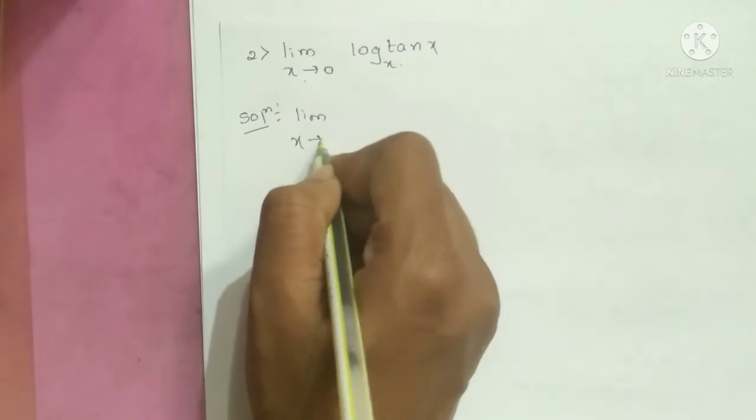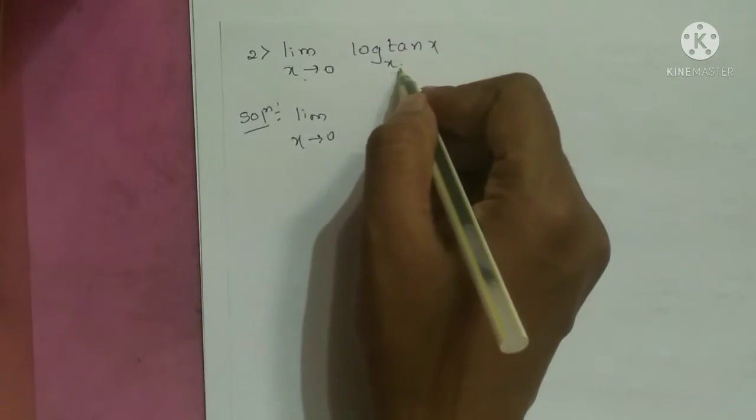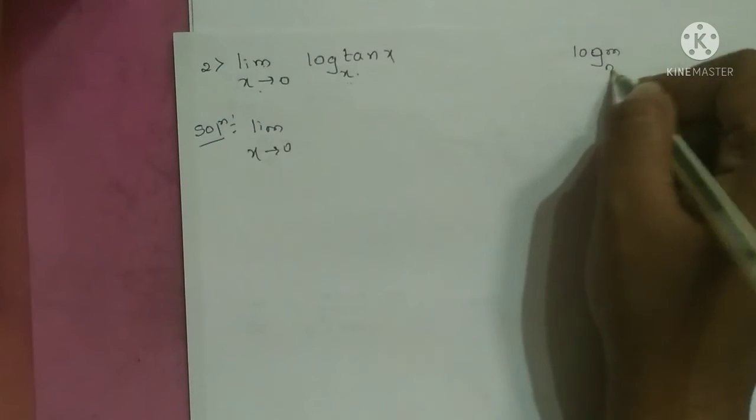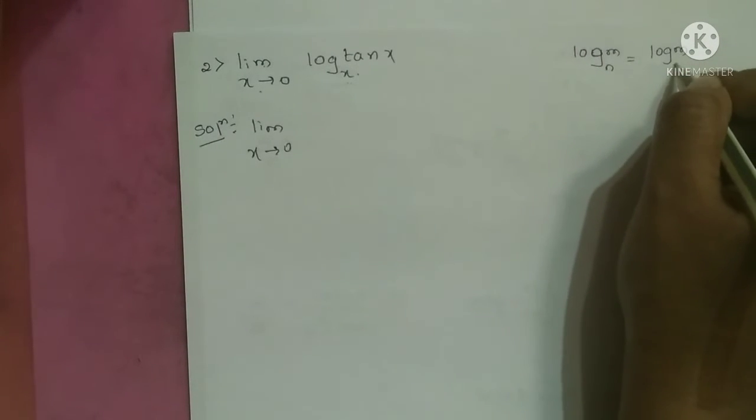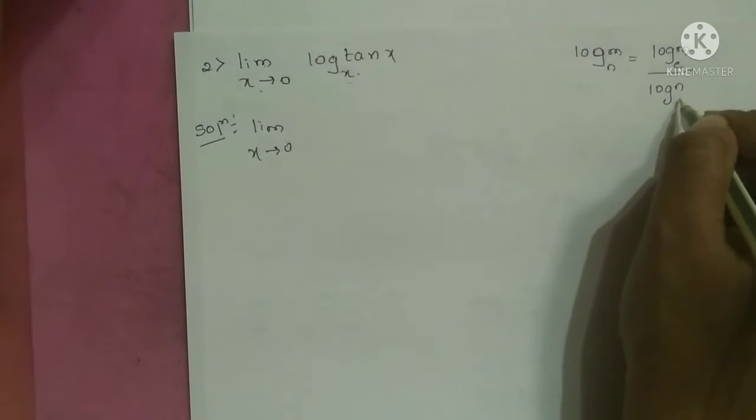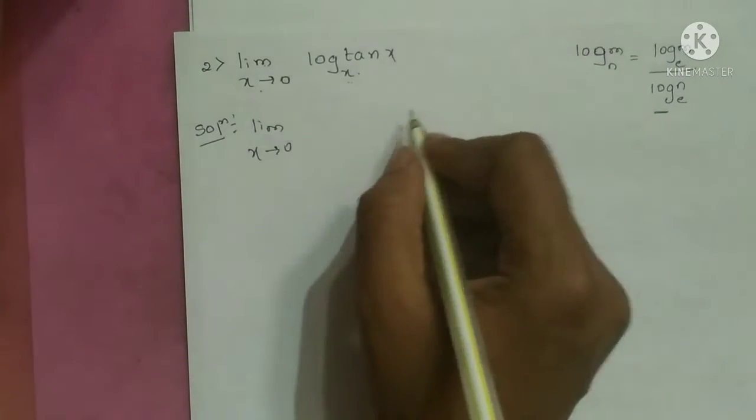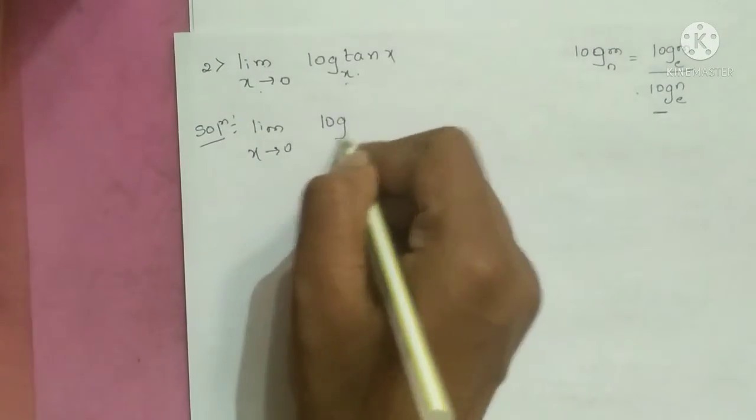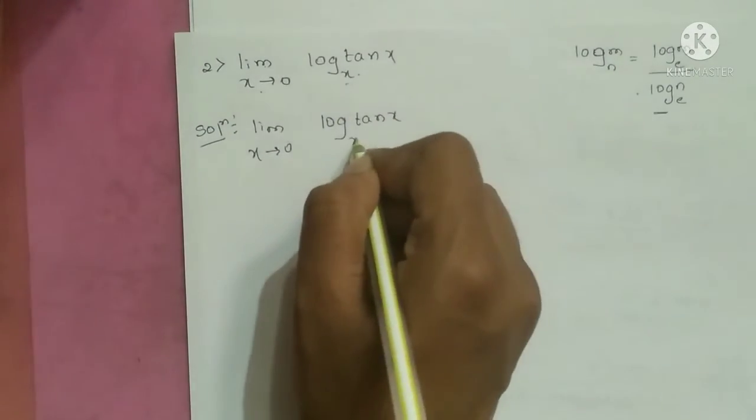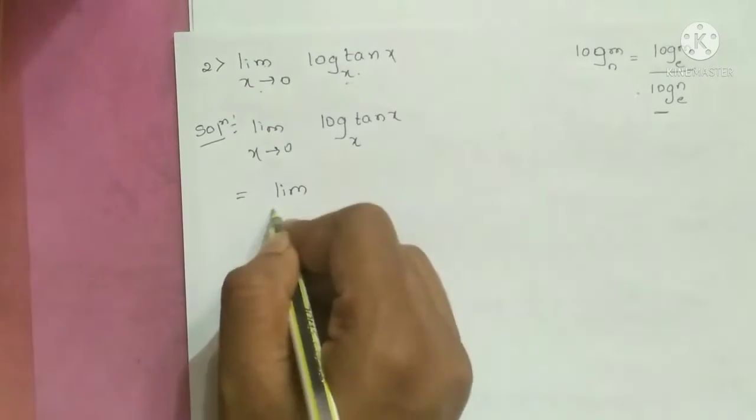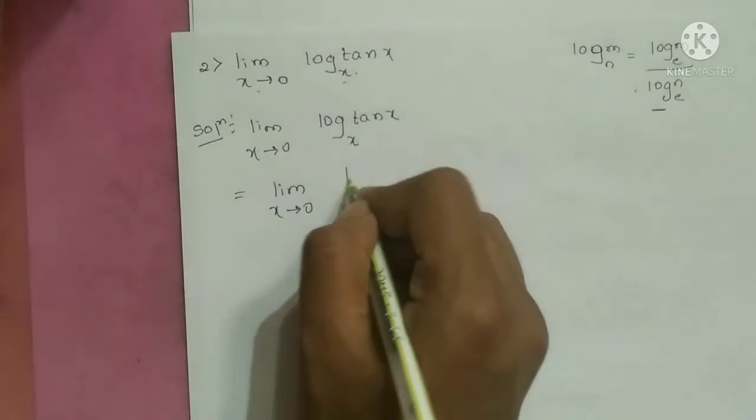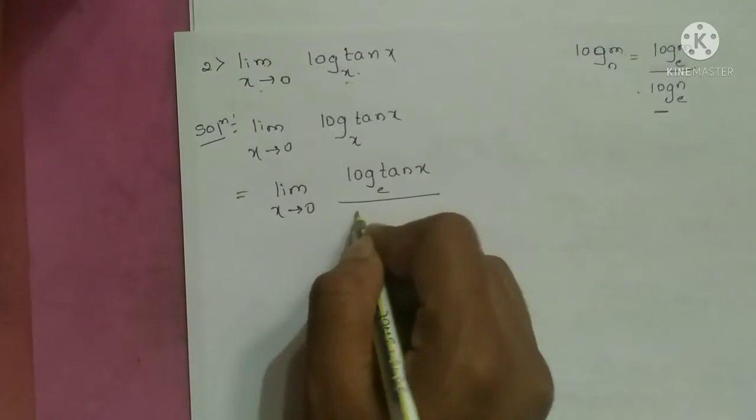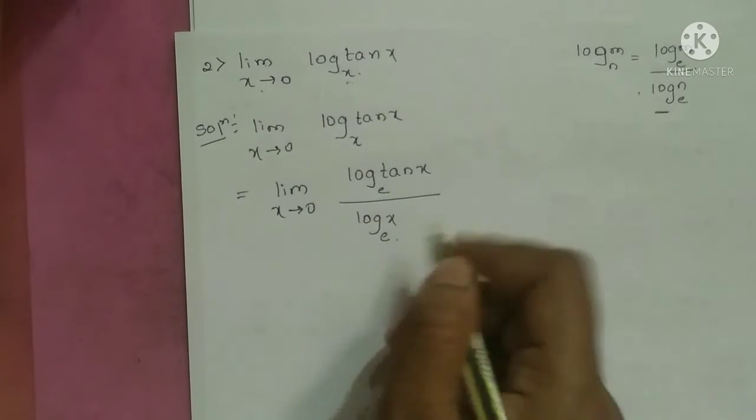As you all know, in logarithms, log m to the base n can be written as log m to the base e divided by log n to the base e. This logarithmic rule you have to apply to this problem. Let's write the given problem first: log tan x to the base x. So it becomes limit x tends to 0 as it is, log tan x to the base e divided by log x to the base e.